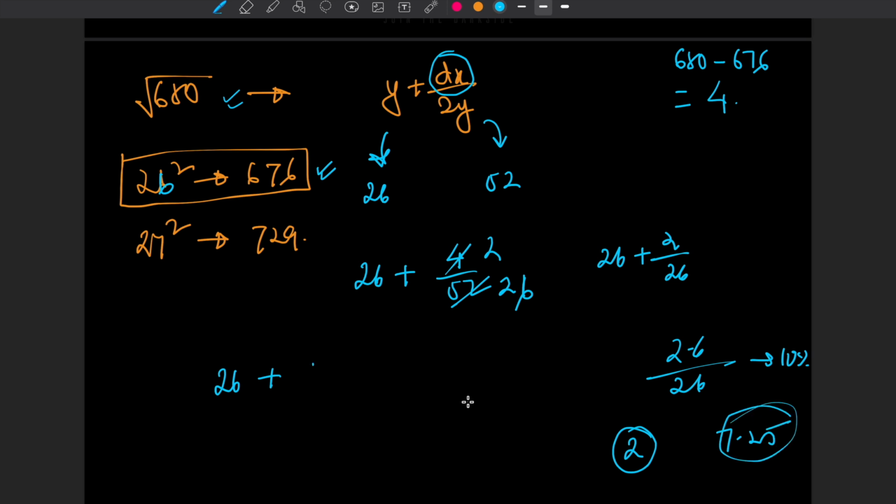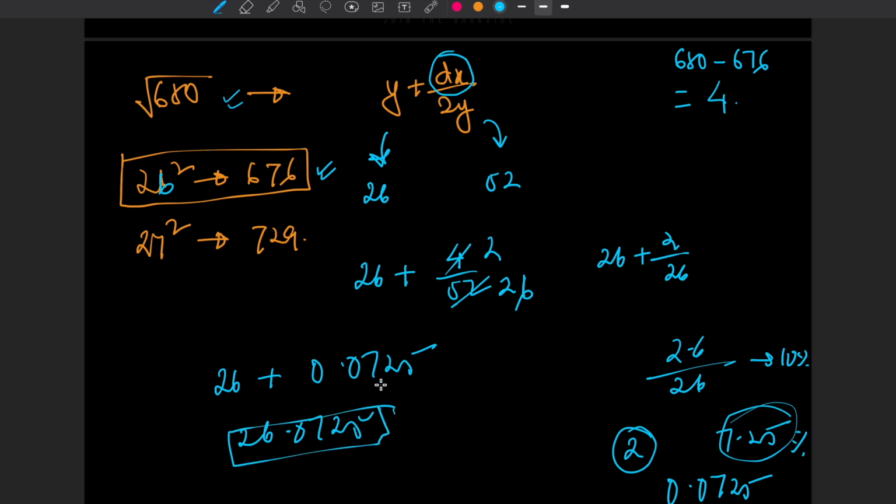So it will be 7.25%. That means 0.0725, that is 26.0725. Let's just check. This is our 680 square root.